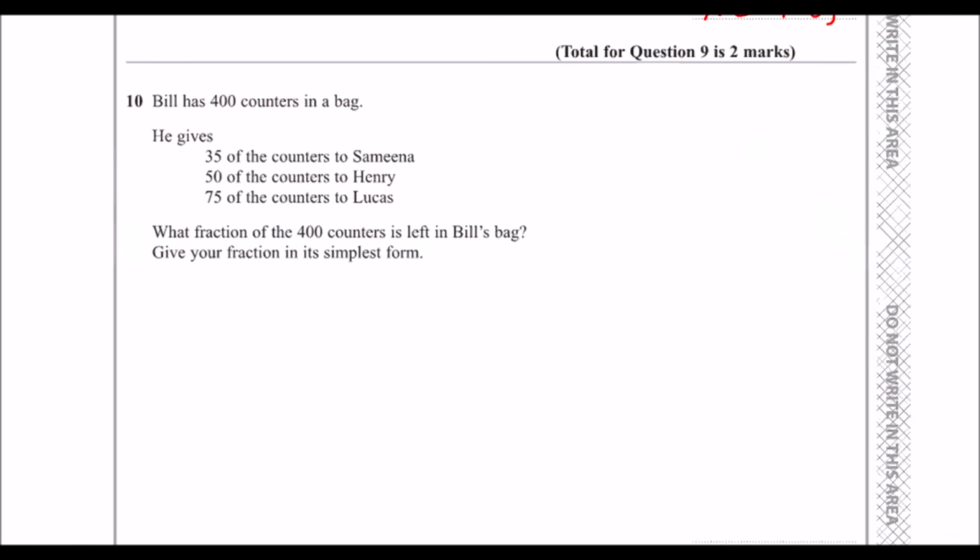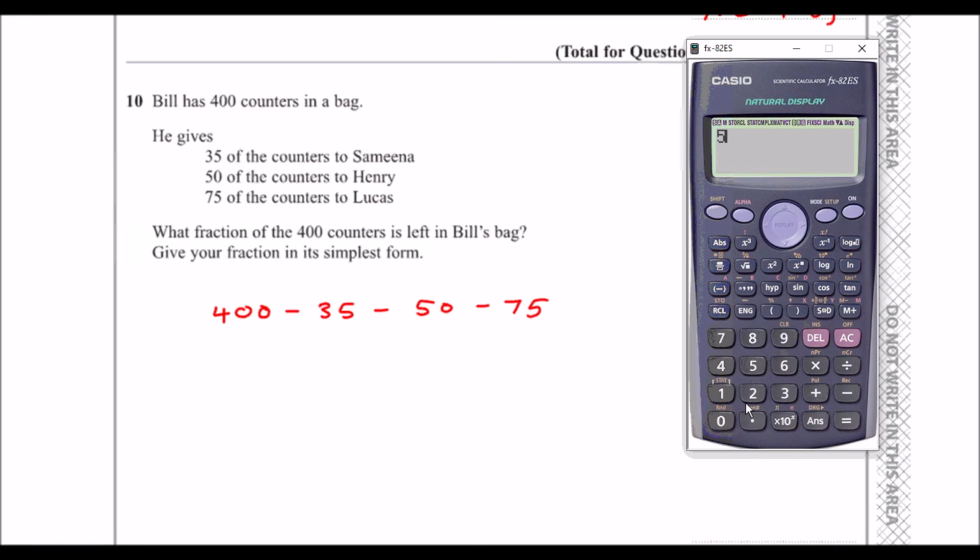Question 10. Bill has 400 counters in a bag. He gives 35 of the counters to Samina, 50 of the counters to Henry, 75 of the counters to Lucas. What fraction of the 400 counters is left in Bill's bag? So how many counters are left? Well, 400, take away 35, take away 50, take away 75. So how many counters do we have?